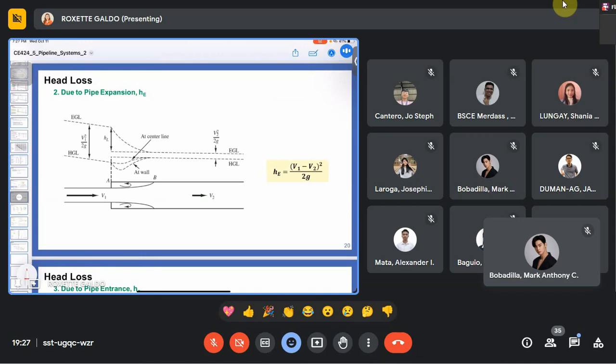Now, if the pipe transitions from small to large, then there is expansion. Notice in this part right here, the diameter of the pipe is still small. Then it transitions and becomes large. So there is expansion and there is head loss in that. Head loss is given by this equation. Head loss due to expansion is equal to V1 minus V2 squared over 2G.